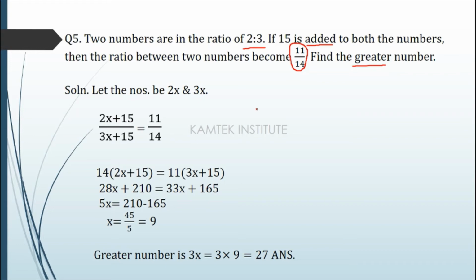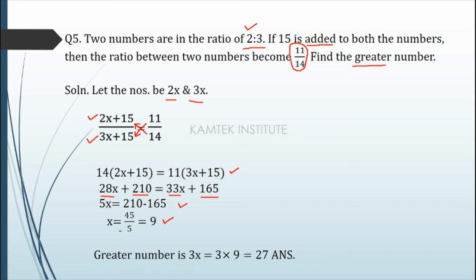Okay, it's simple. We'll again assume over here that the two numbers are 2x and 3x because they are in the ratio of 2:3. Now by the question, if 15 is added to these numbers, then the ratio is 11:14. So that means 2x plus 15 upon 3x plus 15 is equal to 11/14. Right? Now we cross multiply and 14 is multiplied here. We get 14 into 2x plus 15 is equal to, we multiply 11 over here, we get 11 into 3x plus 15. Okay, we open the bracket, we get 28x plus 210 is equal to 33x plus 165. So 5x will be 210 minus 165, and x is equal to 45/5, which is 9.